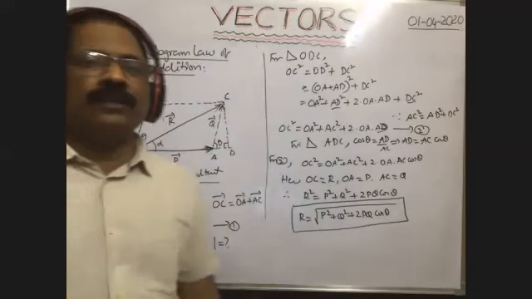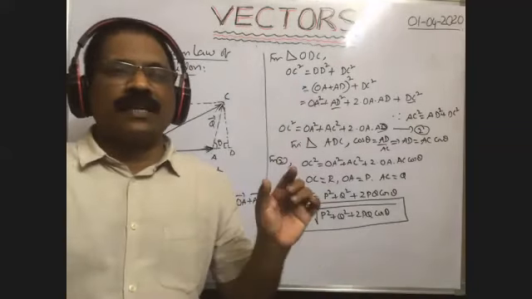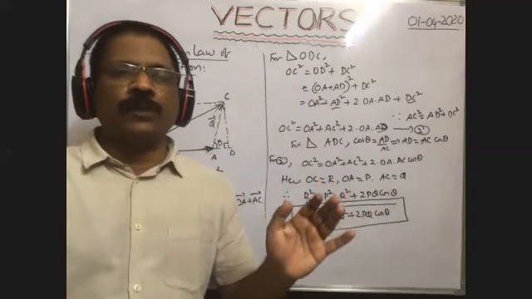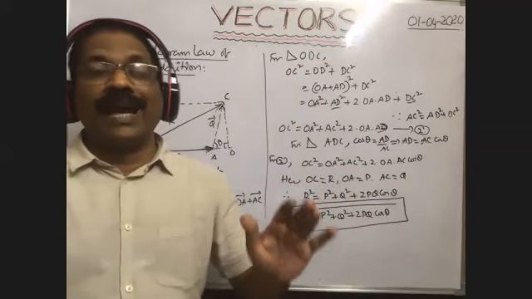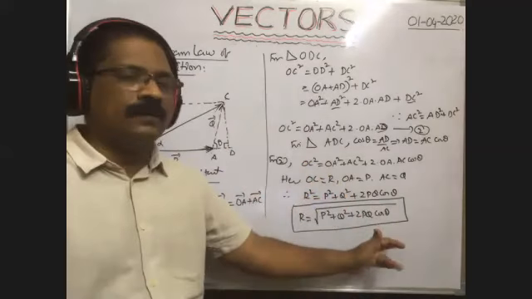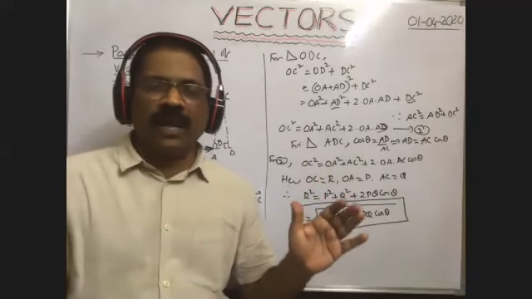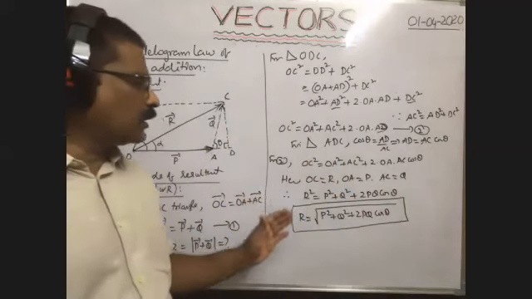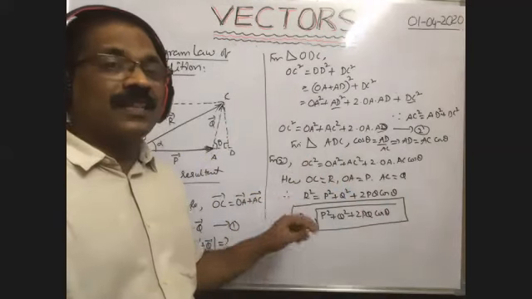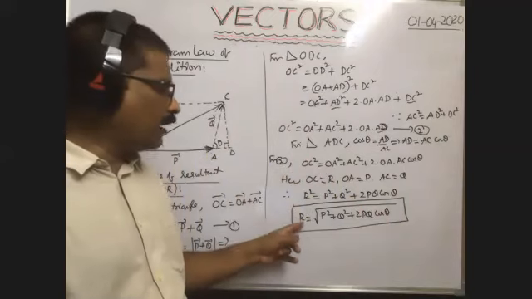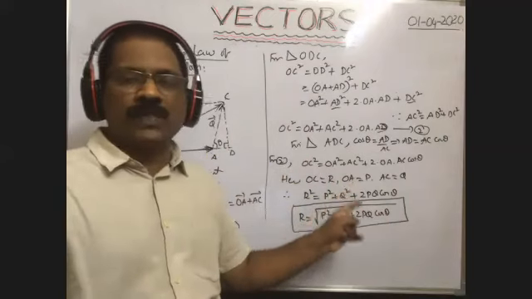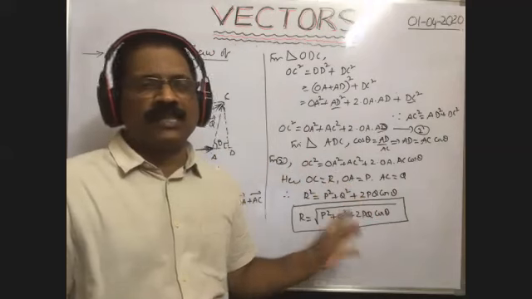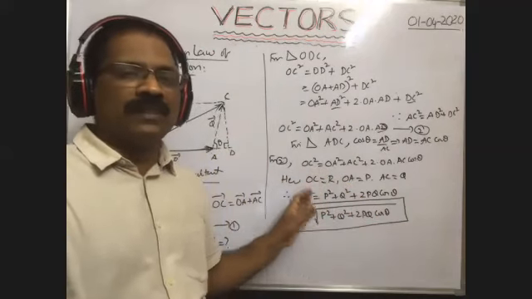Suppose two vectors whose magnitudes are P and Q act on a particle simultaneously at an angle theta, and they ask what is the formula for the magnitude of the resultant of those two vectors. Then R is equal to square root of P square plus Q square plus 2PQ cos theta. This is the formula for the magnitude of the resultant.